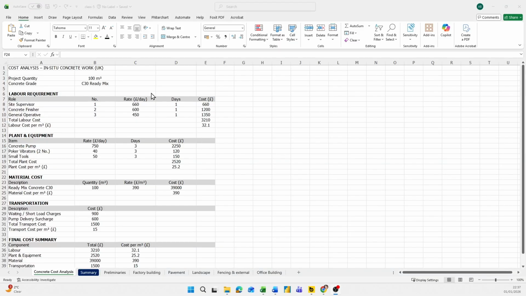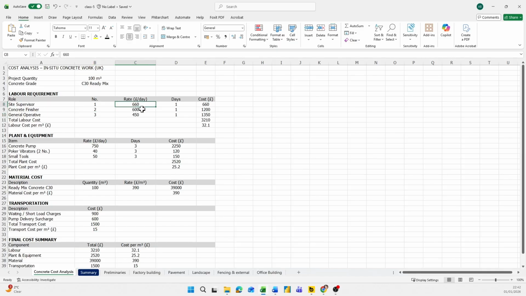Let's take an example of concrete work. We can consider 100 cubic meters of concrete work. We are going to analyze how much the cost per unit is. So, the labor requirement for 100 cubic meters of concrete: supervisor, 1 person; concrete finisher, 2 persons; general operative, 3 persons.